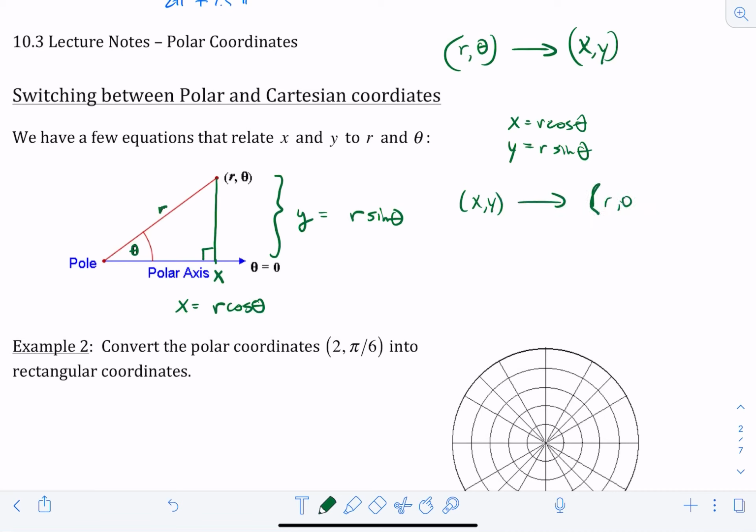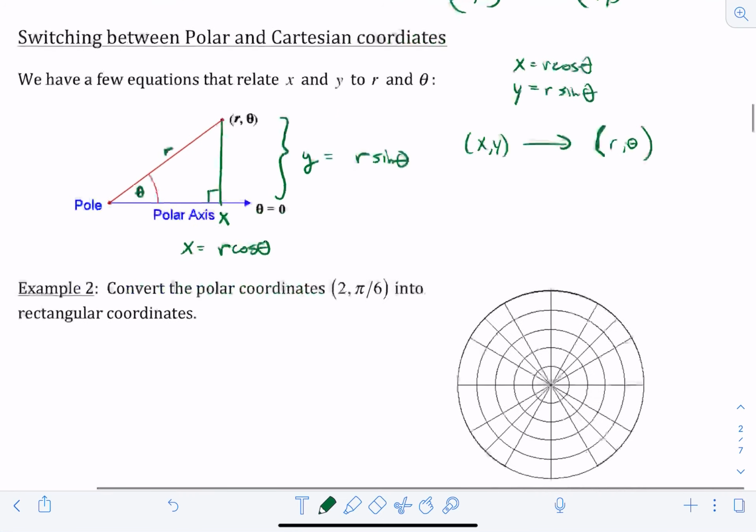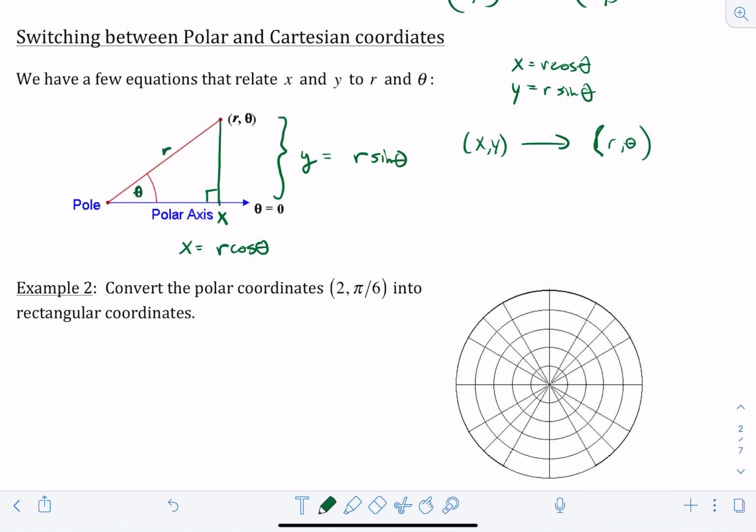Well, this relationship is going to be a little bit different. What do I know? One thing I know is that my r is really describing circles, right? So we know that this point xy lives on a circle of radius r. So one thing I do know is that x squared plus y squared is equal to r squared, right?